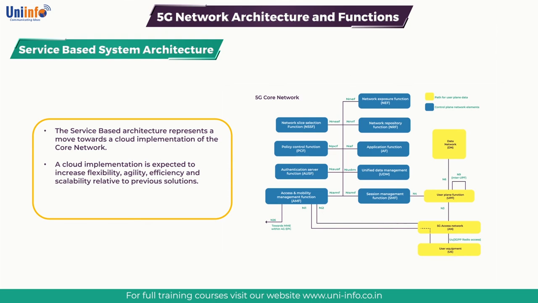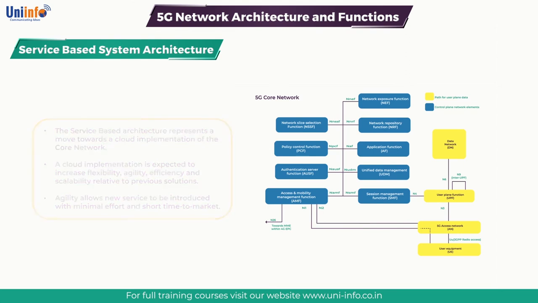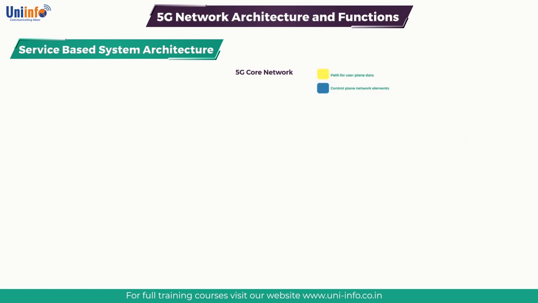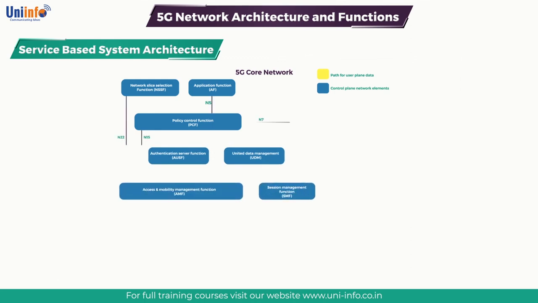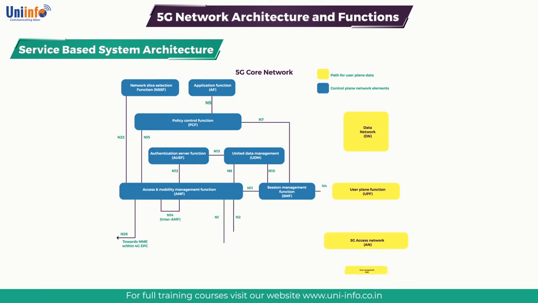Flexibility is particularly important for 5G due to the wide range of target applications. Agility allows new services to be introduced with minimal effort and short time to market. The 5G core network is also designed to support connectionless services, that is, services which allow data transfer without a connection being established across the 5G network. Connectionless communication is a requirement for massive machine type communication (mMTC) to support the very high density of devices.